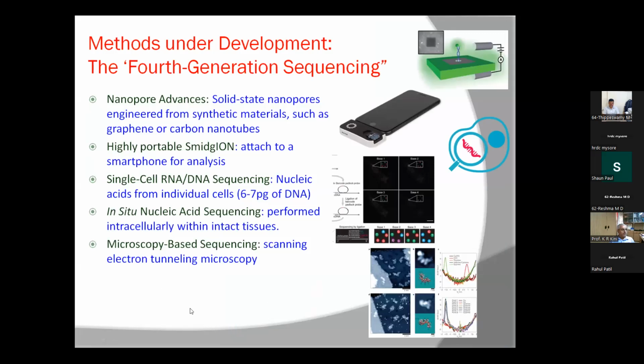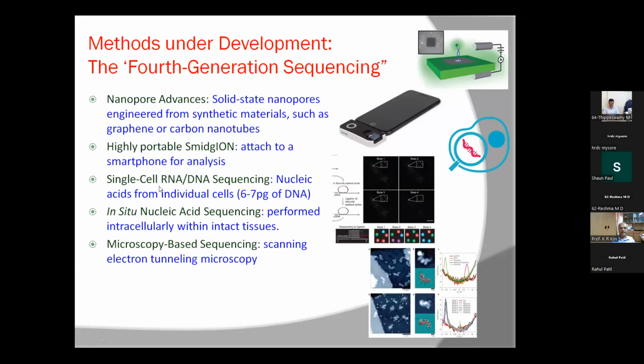So what are the other methods which are under development, currently emerging? We have advances in nanopore technology, solid state nanopores engineered from synthetic materials such as graphene or carbon nanotubes. Then they are converting the MinION, making it even more portable so that you can attach it to a smartphone. This is still in R&D, but it might come out soon in the market also.